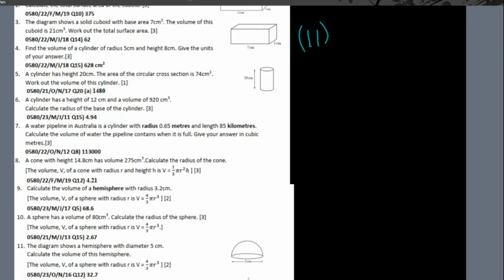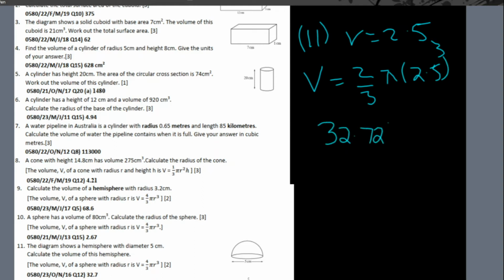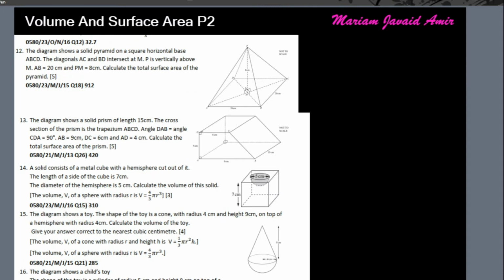The diagram shows a hemisphere with diameter 5. If the diameter is 5, the radius is 5 over 2, which is 2.5. Calculate the volume. The volume of a hemisphere is 2 over 3 pi radius cubed. So 2 over 3 times pi times 2.5 cubed, which gives 32.7249, rounded to 32.7, correct to 3 significant figures. Question 12.